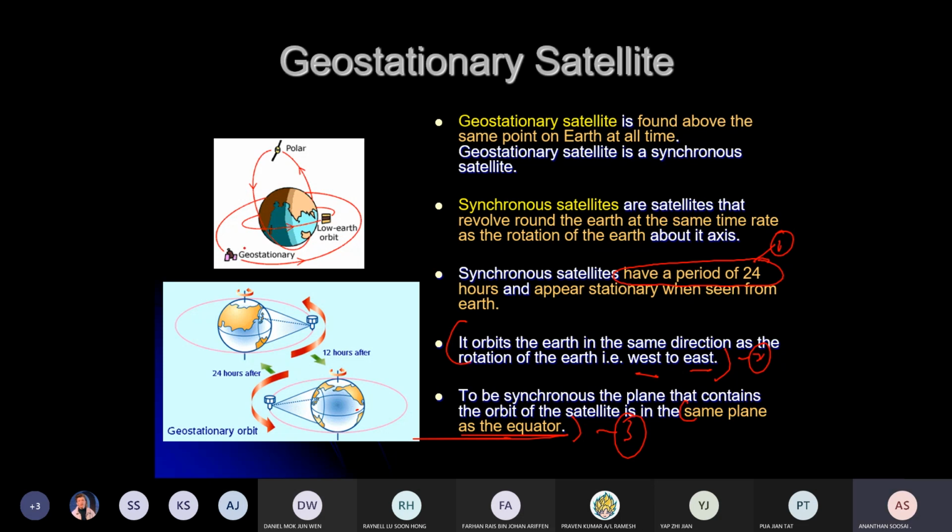A geostationary satellite is used for telecommunication, for example, for live telecast. Now we have the Olympics in Japan, so all the events will be live telecasted. They will be sent to other countries by using a geostationary satellite. It captures the information and sends the signal to another satellite, and 3 satellites are enough to communicate with the entire world. That satellite will broadcast to another part of the world.